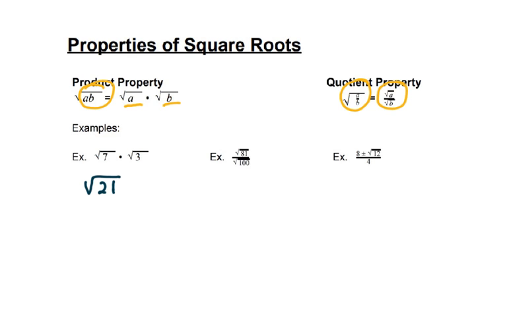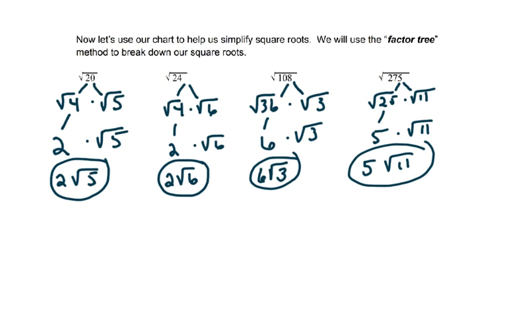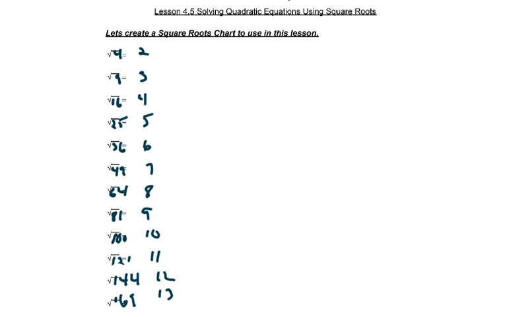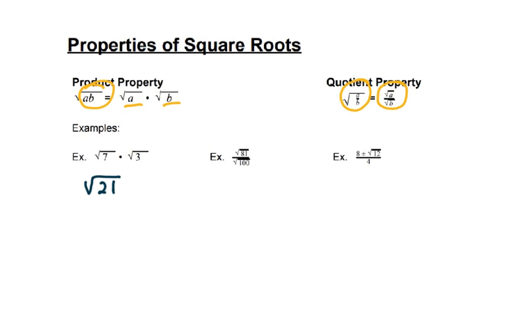Now, once I multiply those together, I want to quickly go back and check. I told you we would look at these and see, hey, can I break down the square root of 21? Well, 4 doesn't go into it, 9 doesn't go into it, 16 doesn't go into it, and 25 is too big, which tells me the square root of 21 is as simple as it's going to get.